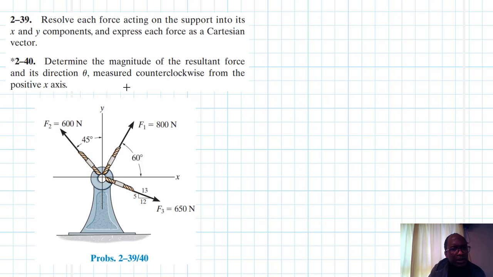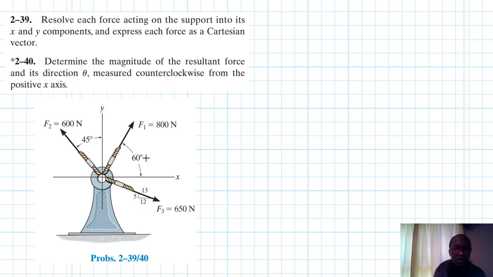The problems are: resolve each force acting on the support into its x and y components and express each force as a Cartesian vector. The second problem reads: determine the magnitude of the resultant force and its direction theta measured counterclockwise from the positive x-axis. Both these problems are coming from the Engineering Mechanics Statics textbook, 13th edition by R.C. Hibbeler. You can solve this problem either by using the parallelogram or any other method. We're going to use the method of components.